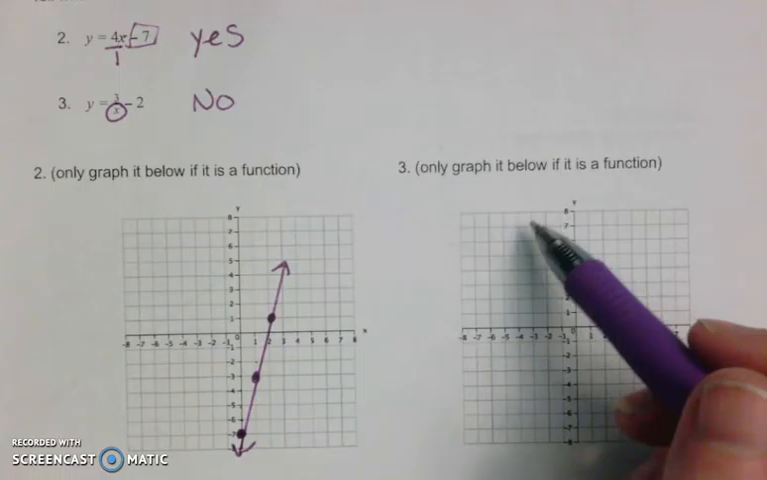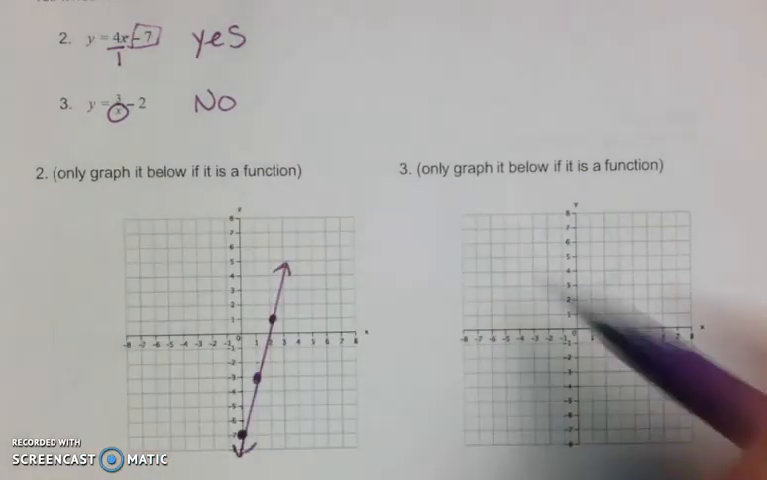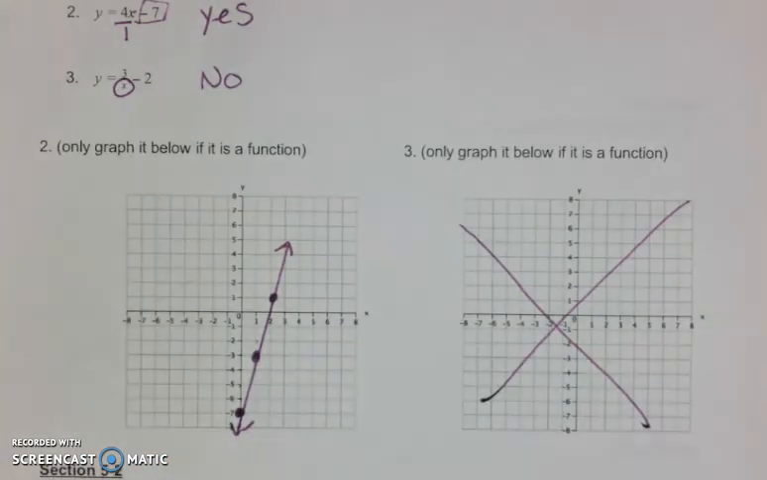Number 3, only graph if it's a function, which number 3 was not a function, so we don't have to graph that one.